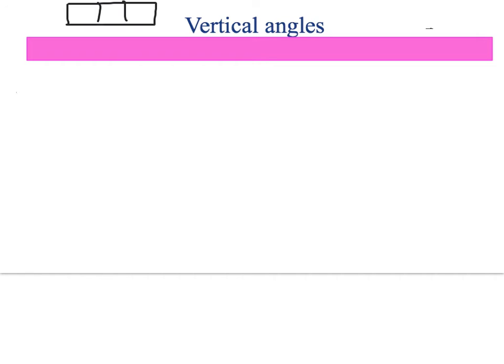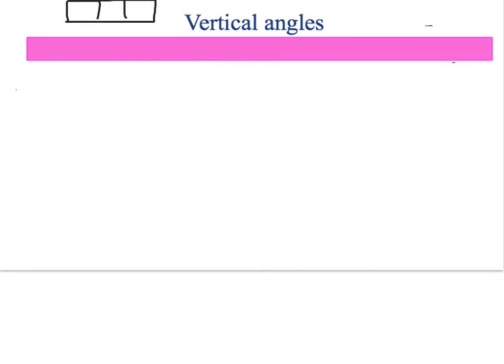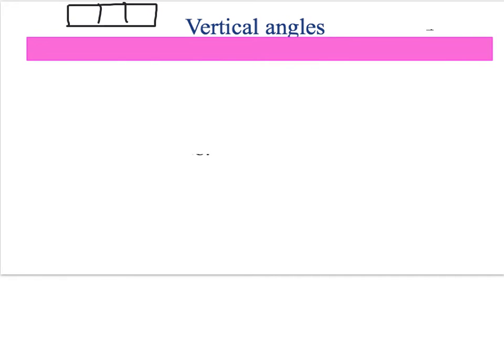So our last section of our foldable is going to be vertical angles. So take a moment and write vertical angles on the outside of this third tab. Press pause and write this down. Alright, so now open up that third tab.